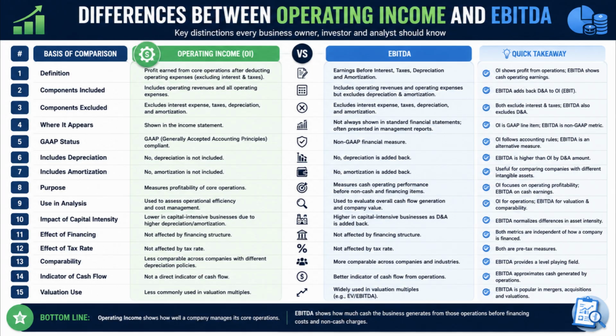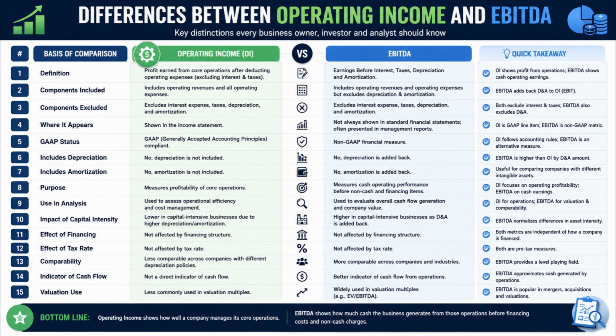Number 3. Operating income excludes interest expense and taxes, whereas EBITDA also excludes interest expense and taxes while additionally excluding depreciation and amortization. Number 4. Operating income is reported directly in the income statement, whereas EBITDA is often presented as a supplemental performance measure by management.